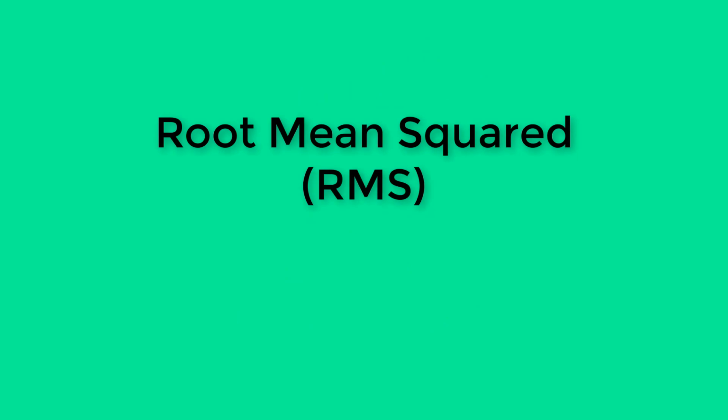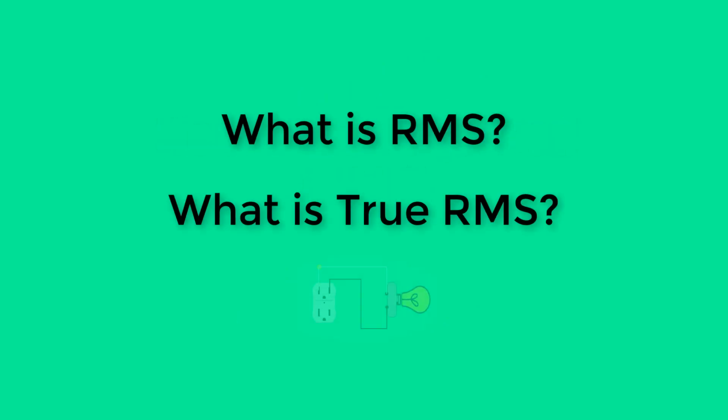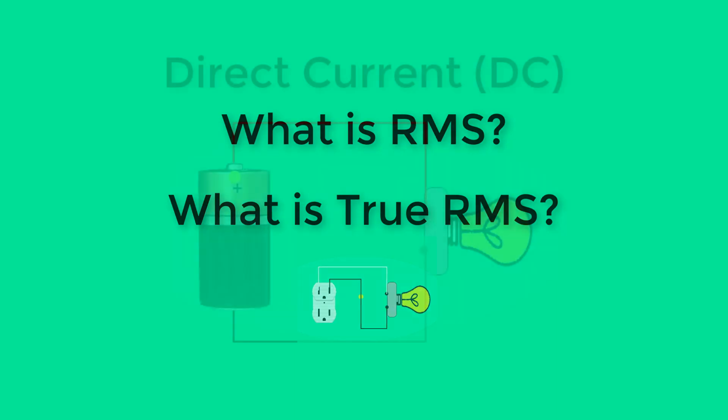The term RMS is an acronym for root mean squared. RMS defines the power that an AC source produces. In order to understand the definition of RMS, and what an RMS voltage is, we must first identify the basic differences between DC and AC voltages.